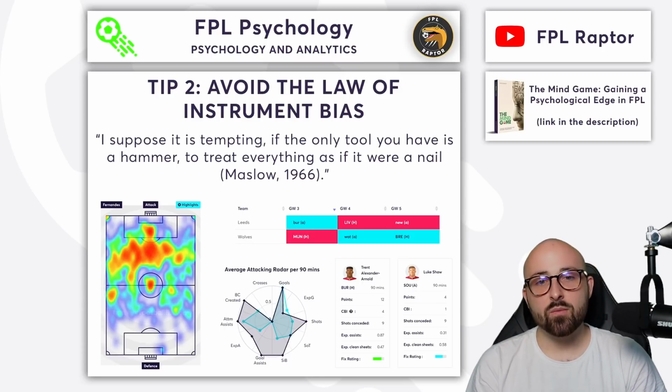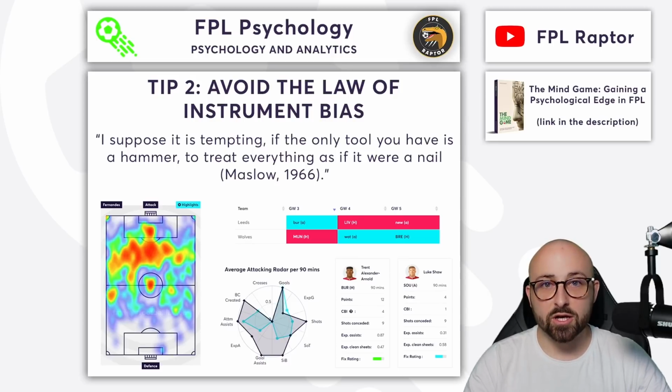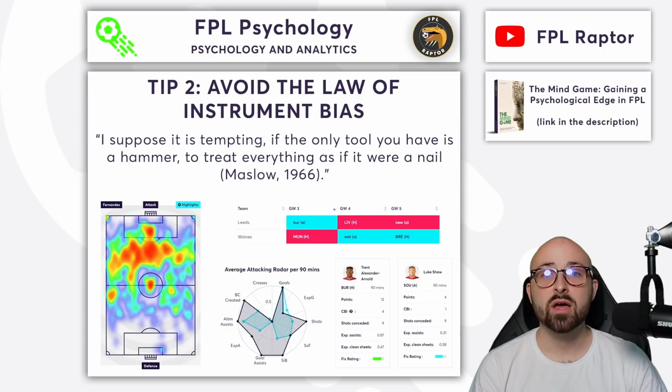So the point I want to make here is that whilst things like expected goals are probably one of the best tools you can use to make your decisions, I would advise that you still use as many different sources of data as possible. Try and always search for things, again, which disconfirm your belief, support your belief. Search for as many things as possible. The more tools you have in your arsenal, the better when it comes to making decisions in FPL. So beware of the law of instrument bias and do your best to try and avoid it wherever possible.